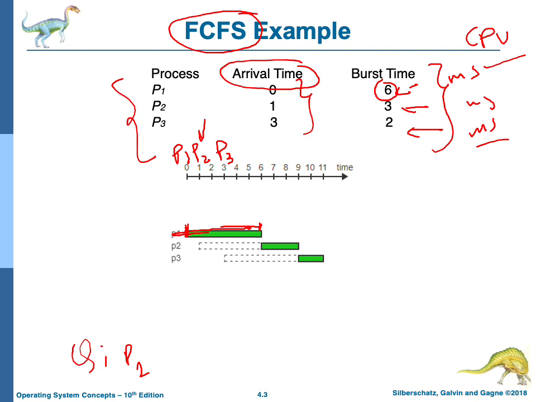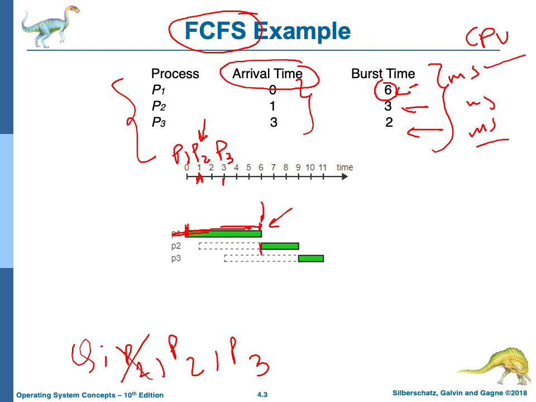Even though P2 has arrived at time 1, P2 will be added to the tail of the queue, as well as P3, which arrived at time 3. But even though these processes arrived while P1 is executing, because first come, first serve is a non-preemptive algorithm, we're not allowed to preempt or interrupt P1 while it's running, right? So we'll have to wait for P1 to continue running all the way to time 6, and then we remove P1 from the queue.